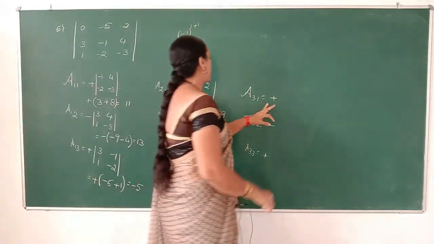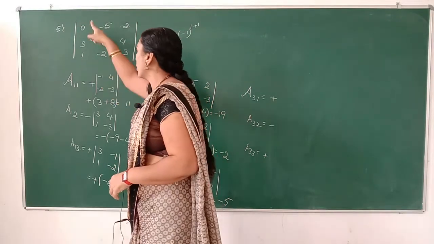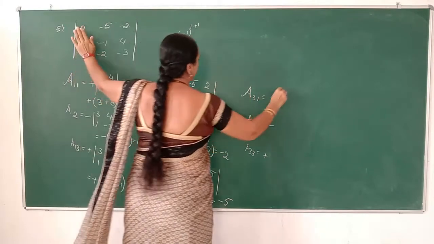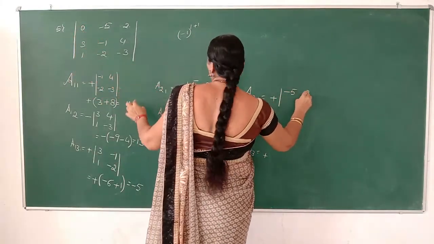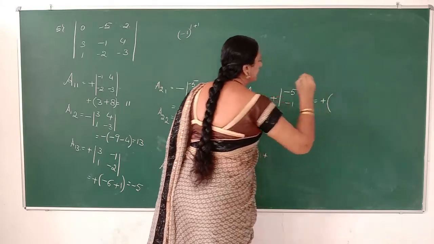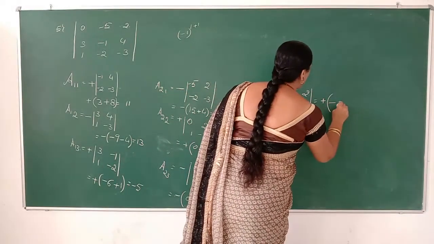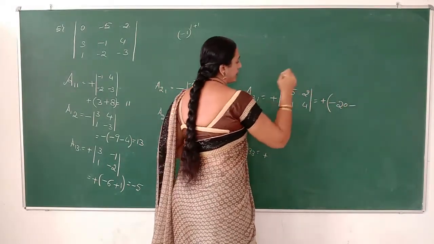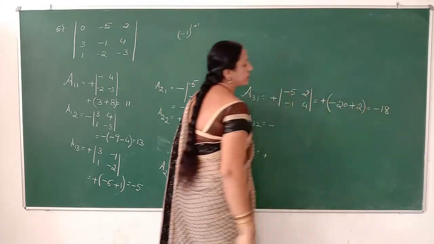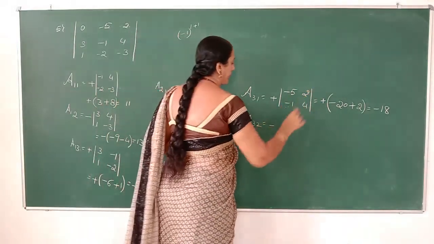Then we'll come to the third row. So A31 is an element of the third row, first column, and these get neglected, and the remaining elements are minus 5, 2, minus 1, 4. So simplify. Plus of left diagonal is minus 20, minus right diagonal is minus 2, minus into minus is plus 2, minus 20 plus 2 is minus 18, minus 18 into plus is minus 18.